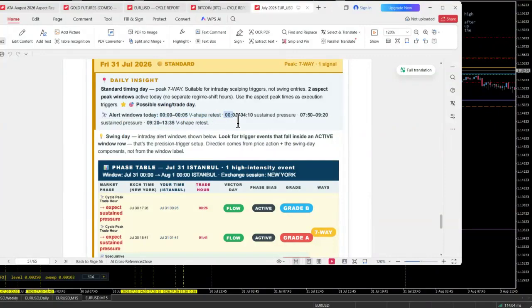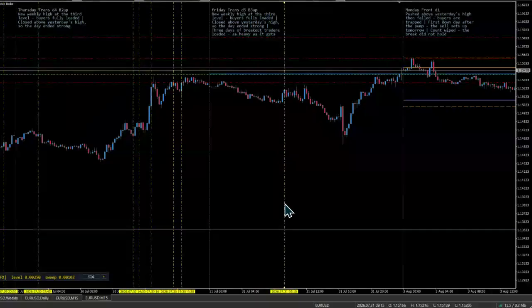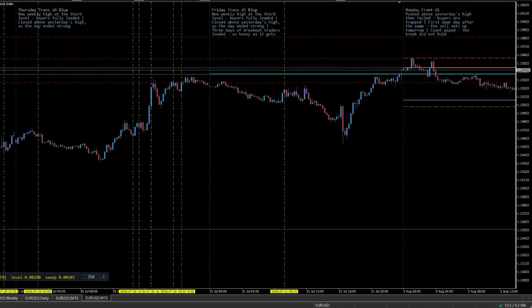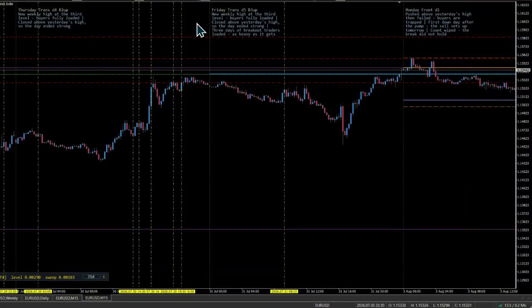I got sustained pressure coming in Asia. I've got sustained pressure all the way into 920, right? So all the way into 920, got sustained pressure. This is sustained, sustained, sustained pressure, and the market is just under pressure. And then I've got a V-shaped retest from 920 to 135.